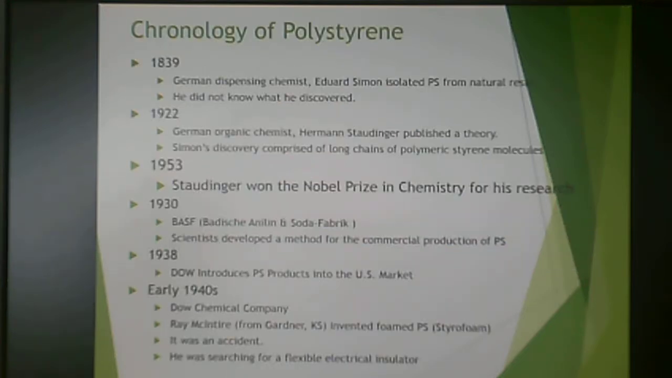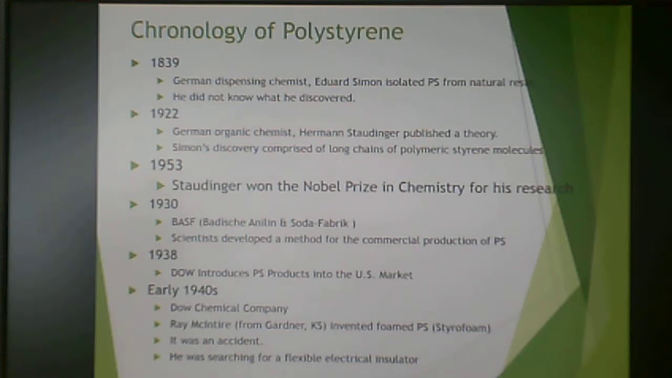The first time polystyrene was on the scene, it was in 1839. Edward Simon isolated polystyrene from a natural resin, but he wasn't really sure what he had discovered. Until 1922, that was kind of how it stood. Hermann Staudinger published a theory, and his theory was that the long chains of polymeric styrene molecules is what was actually present in Simon's discovery. In 1953, Staudinger won the Nobel Prize in Chemistry for this research. So if getting a Nobel Prize is on your horizon, please understand that it may take over 30 years for the entire world to appreciate your genius. That's what I tell myself, anyway.